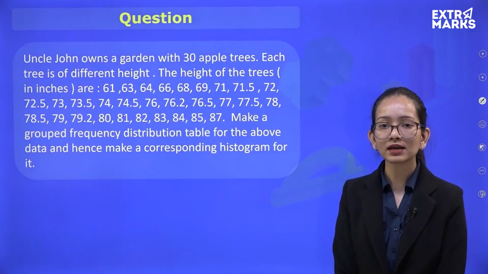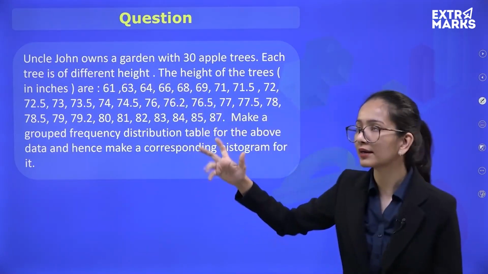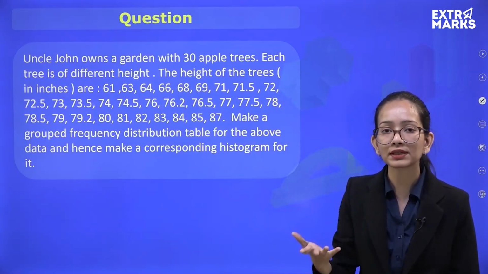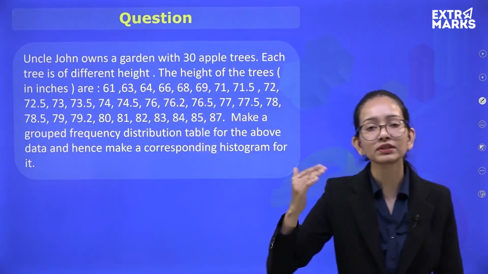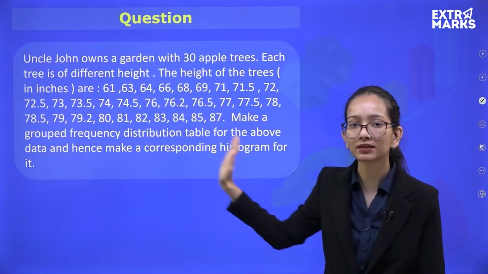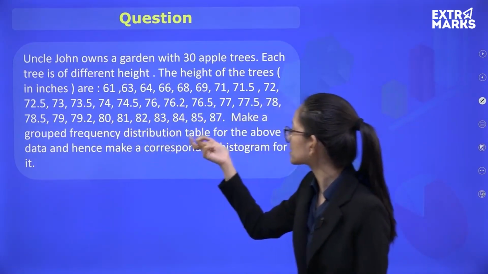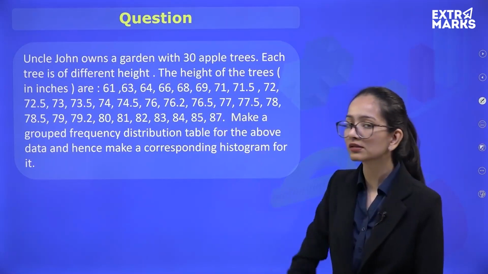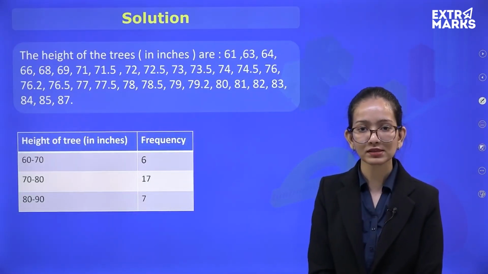Now, let's discuss one last example. The example is Uncle John owns a garden with 30 apple trees. In his garden, how many apple trees are there? 30 apple trees. Those 30 apple trees have different height in inches, and the height of those 30 apple trees are given over here. What we have to do? We have to make a grouped frequency distribution table for this data, and after that we have to make a corresponding histogram for it. So first, let's make the grouped frequency distribution table.